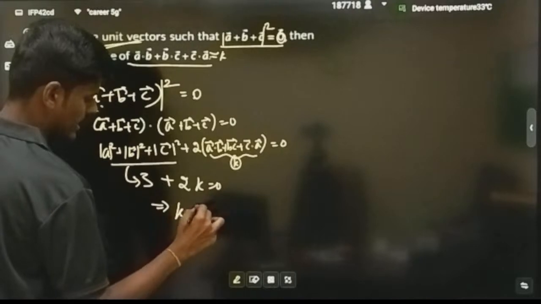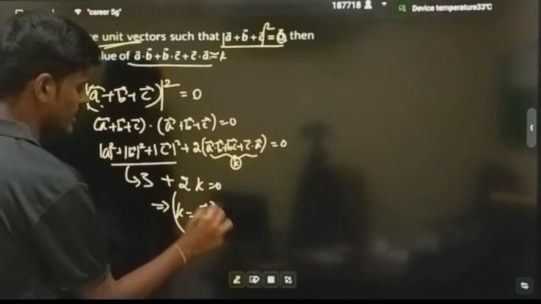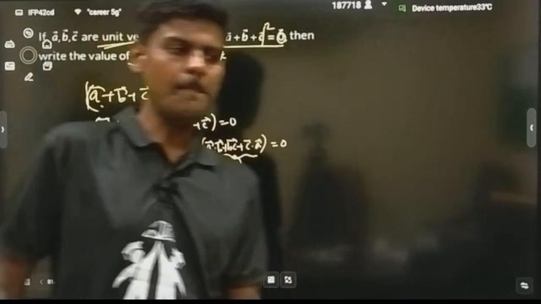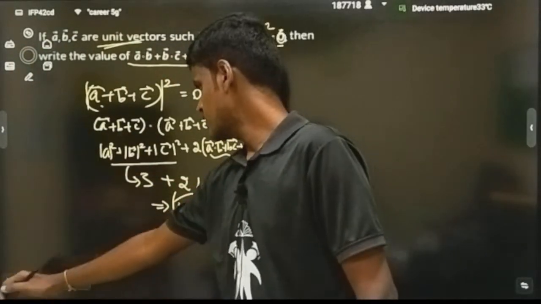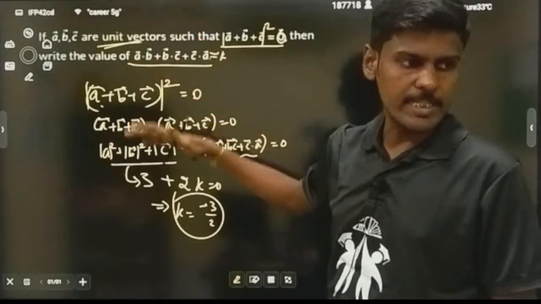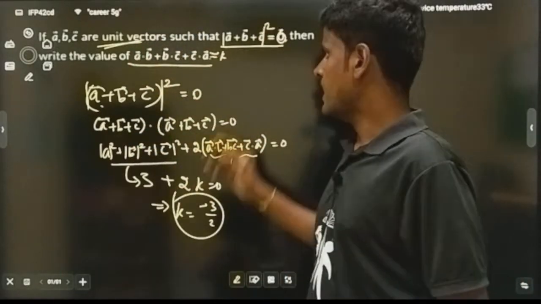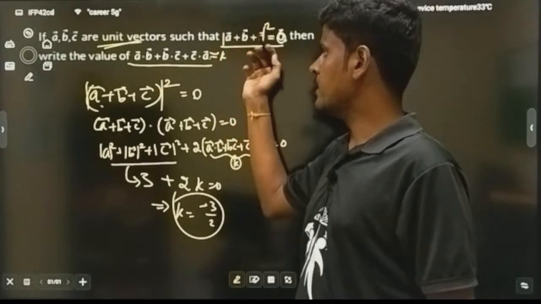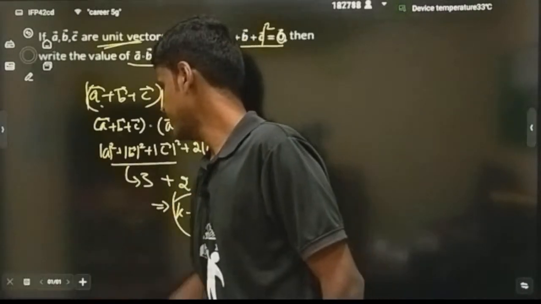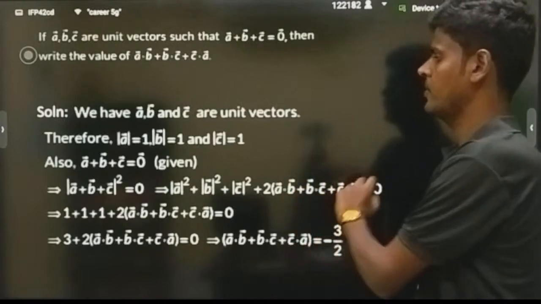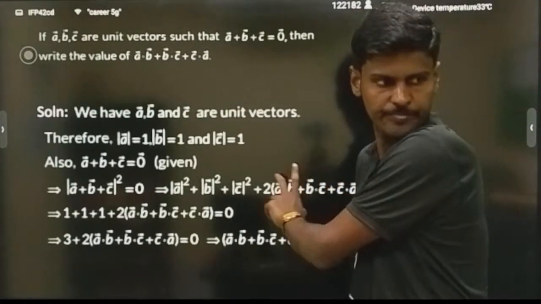Which means what is K? K is nothing but minus 3 divided by 2. That is our required answer. Simple. What is the required answer? Minus 3 by 2. So the first thing we have to understand in such type of question is, see the question and the condition. How to get the question from the condition. That is it. So the answer is minus 3 by 2.